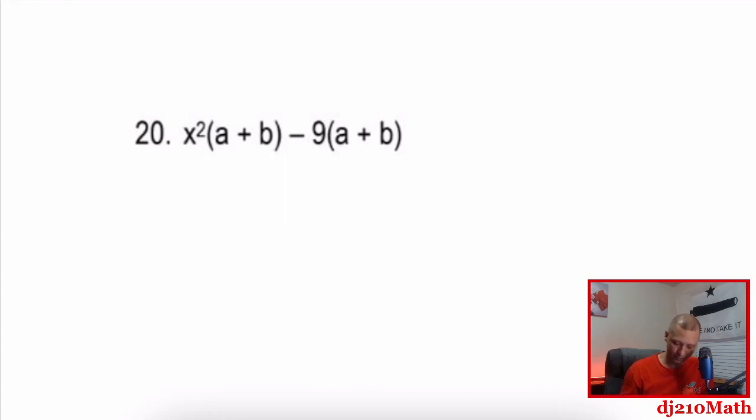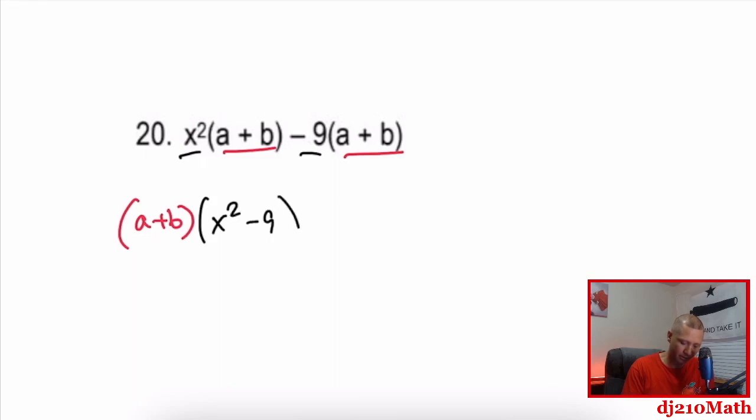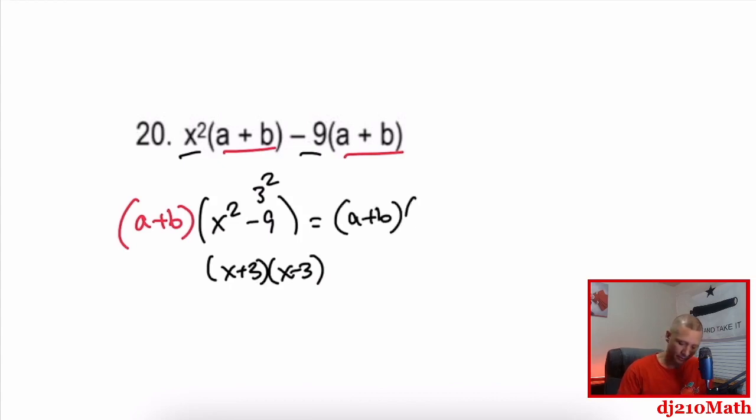Okay. Same idea. Two terms. x squared times (a plus b) minus 9 times (a plus b). So a plus b is common to both. That's what I'm going to factor out first. Leaving behind the outside parts. x squared minus 9. And then x squared minus 9 is the difference of squares. So this is x plus 3, x minus 3. Right, because 9 is really 3 squared. So final answer, a plus b, x plus 3, x minus 3.